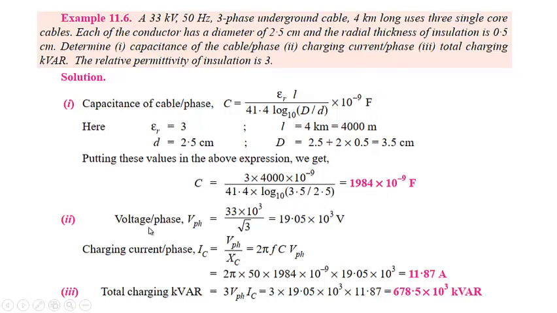So charging current will be equal to V omega C, that is V phase into omega into C, where omega is 100 pi, into C into the phase voltage. It comes out to be 11.87 amperes. Total kVAR will be equal to 3 times V phase into IC, and it comes out to be 678.5 into 10 to the power 3 kVAR, or if you convert into MVAR, it will be equal to 678.5 MVAR. So this is how to calculate the single phase capacitance and charging current along with the kVAR.